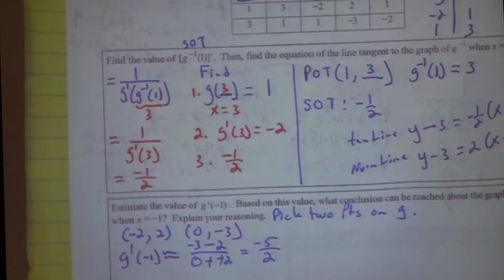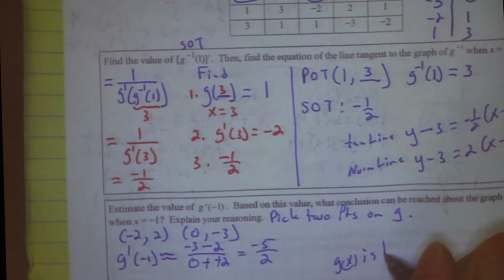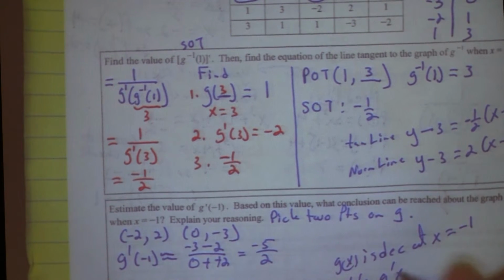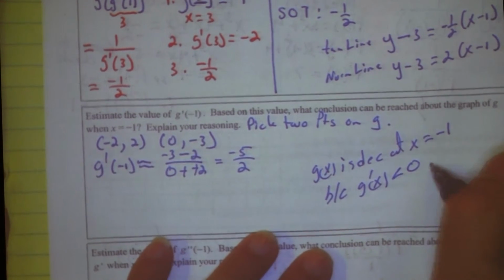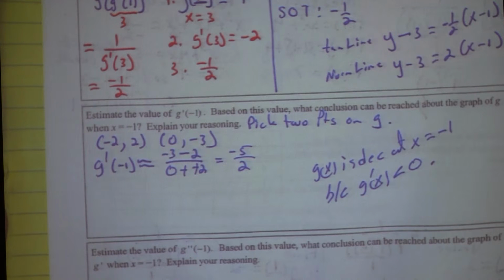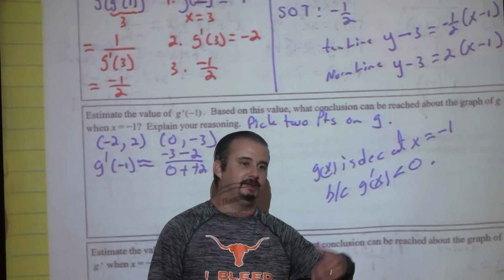Got it? So what conclusion can be reached about the graph of g using that? So we can say g of x is decreasing at x equals what? Negative 1, because g prime of x, the derivative, is less than 0. You could write is negative if you want to, but I don't like writing all those words. Cool? So here we're saying that the first derivative is negative. First derivative is describing velocity. Okay, so it's telling me the velocity is negative.